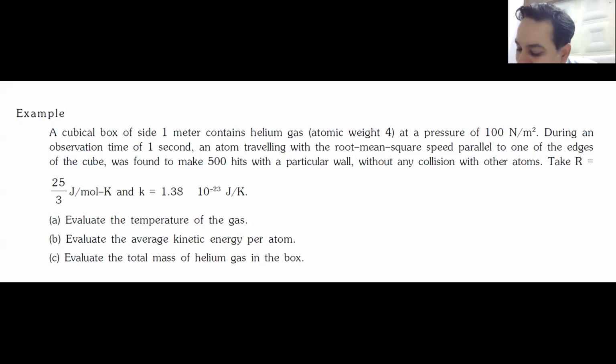So this is a problem which is based on kinetic theory of gases. As you can see, a cubical block of side 1 meter contains helium gas, atomic weight 4, at a pressure of 100 Newton per meter square. During an observation time of 1 second, an atom traveling with the RMS speed parallel to one of the edges of the cube was found to make 500 hits with a particular wall without any collision with other atoms. R is given as 25 by 3. K is given as 1.38 into 10 raised to the power minus 23 joules per Kelvin. We have to find the temperature of the gas.